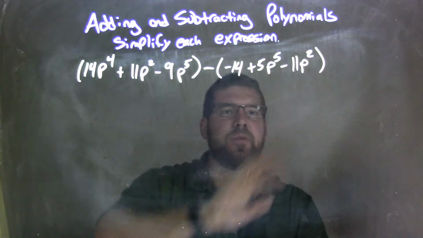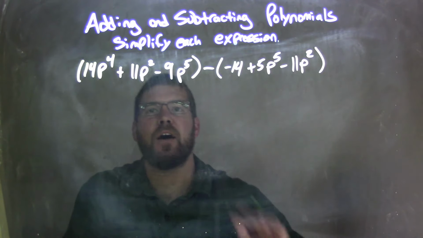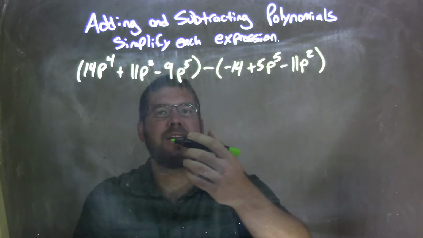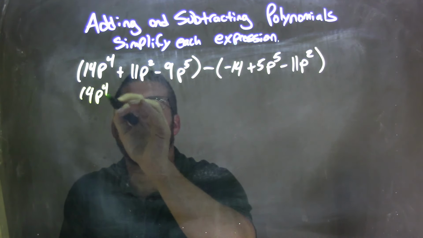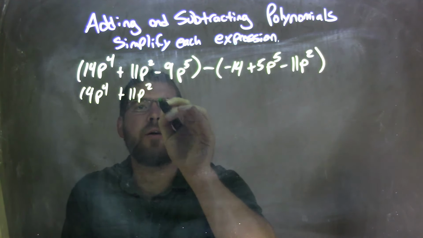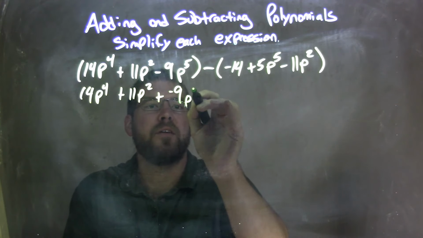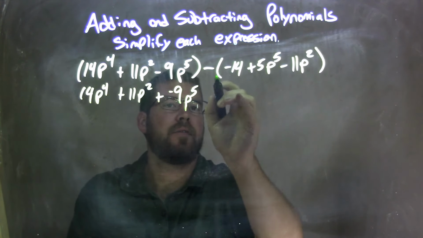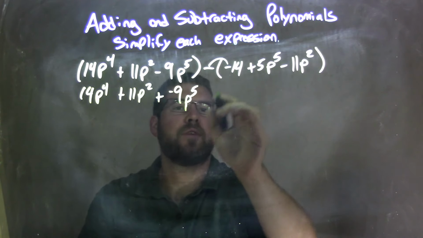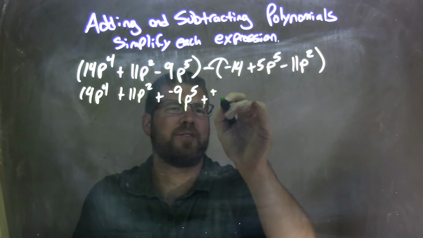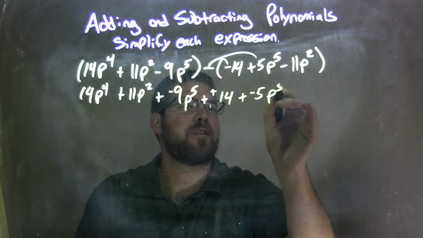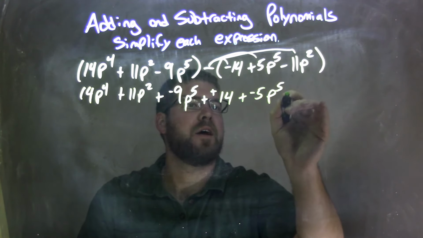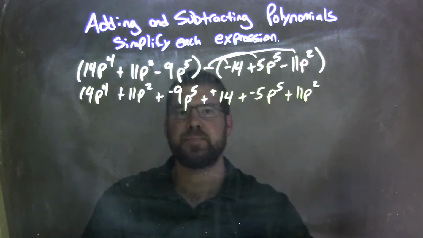There's no like terms in either one. So now I'm going to rewrite all my subtractions to be added negative and distribute the subtraction sign. So we have 14p to the fourth plus 11p to the second power plus a negative 9p to the fifth. Then distribute the subtraction sign, subtract double subtractions, adding a negative, or adding positive 14. And then here we're adding a negative 5p to the fifth. Distribute across here, adding 11p squared.